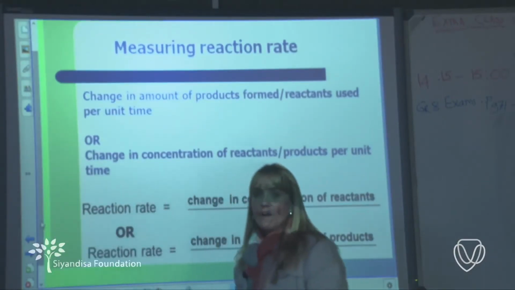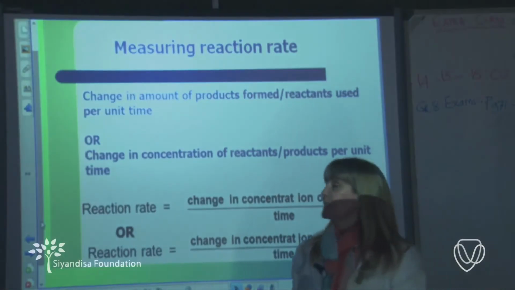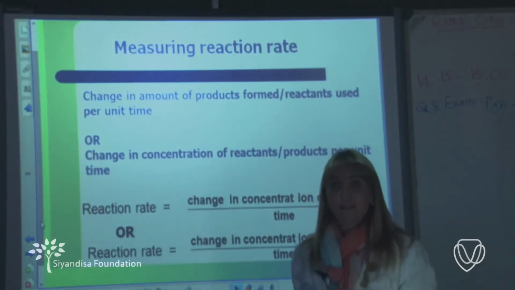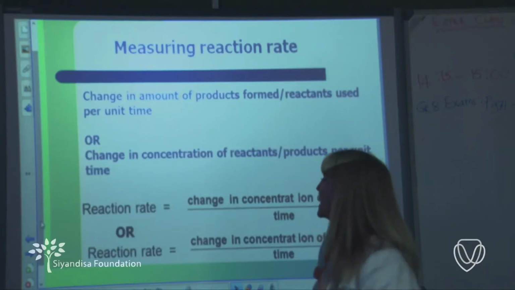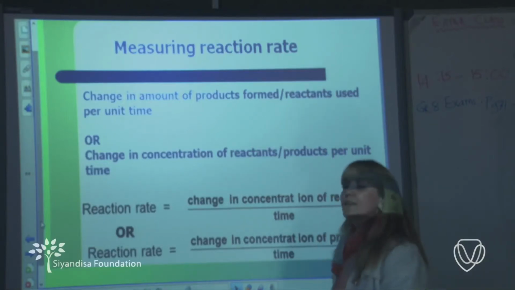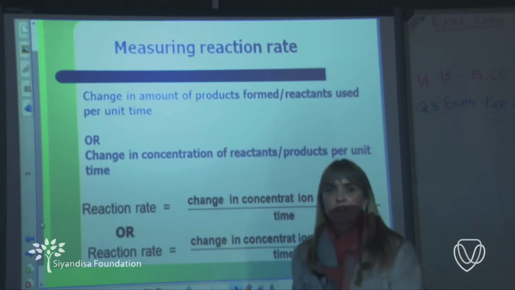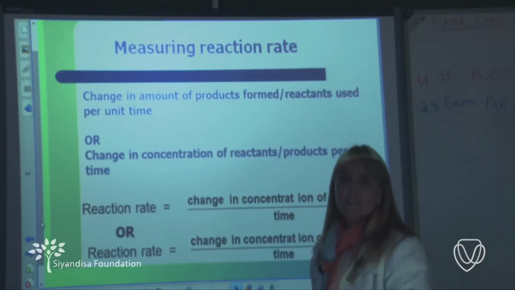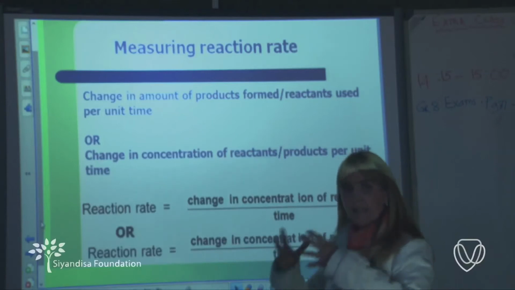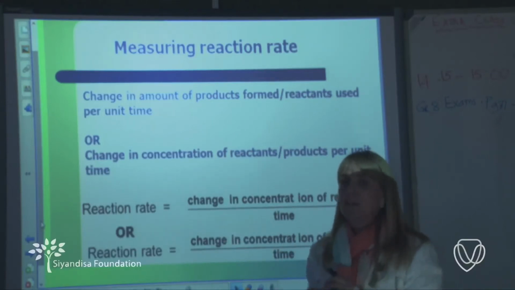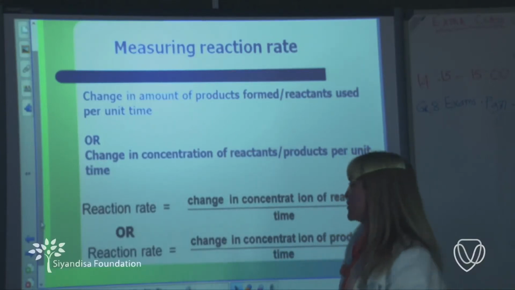Now, how do I know if I've increased the rate of a chemical reaction? I need to know how to calculate the rate of a chemical reaction. There's a number of ways of doing it. The easiest method, reaction rate, is change in concentration of reactants over time. So how quickly is my reactant being used up? That would give me a reaction rate.